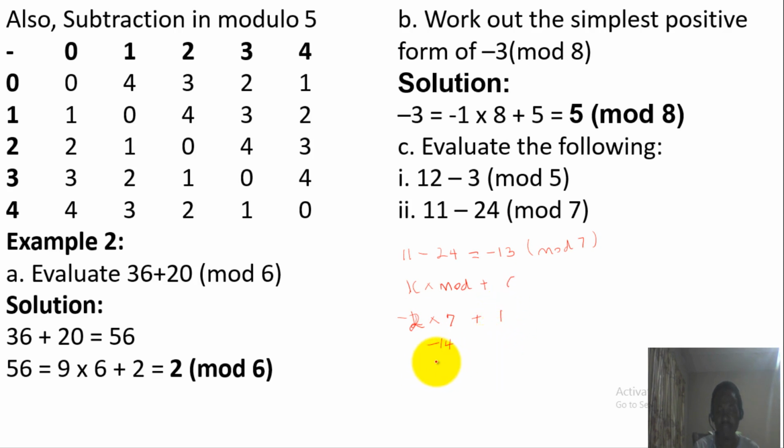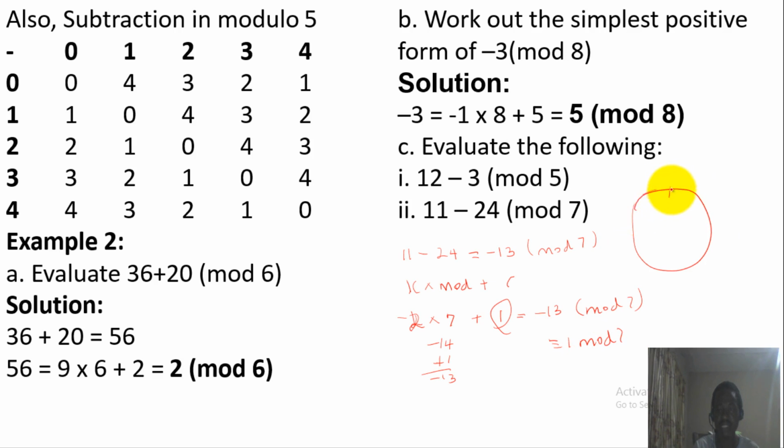Because if I add 1 here, I'm going to get minus 13. Therefore, since I have minus 13 in mod 7, and it's going to return the remainder, which is 1, the answer will now be 1 in mod 7.